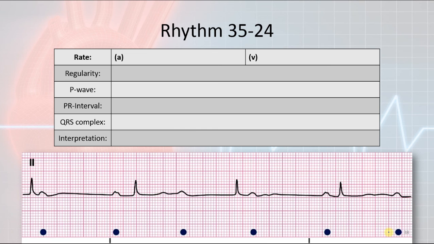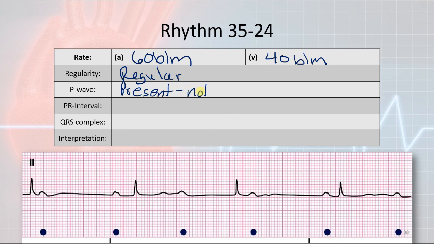The atrial rate here has been counted for us by the blue dots from the book, so we're going to go ahead and call that 60 beats per minute. The ventricular rate is 40 beats per minute. I'm just using the 6-second method here. Regularity is going to be regular. P waves are going to be present, not married. The PR interval is going to be none.